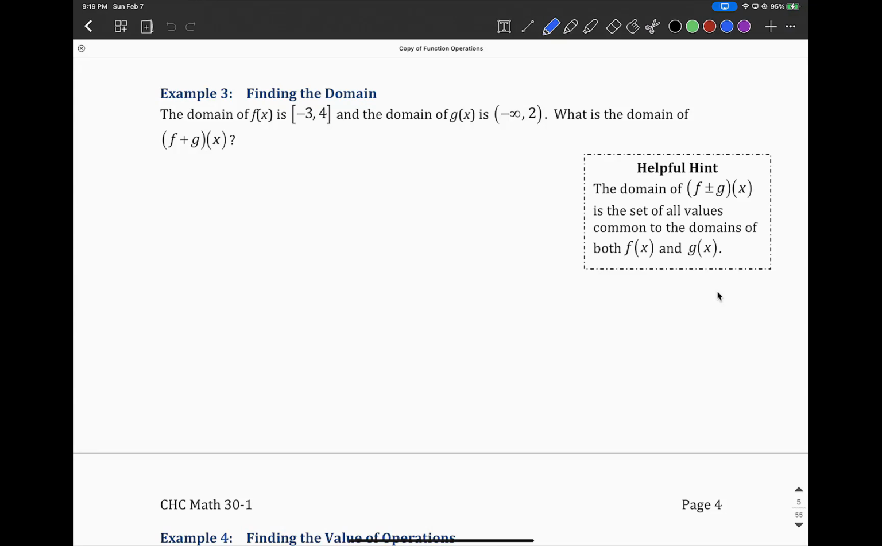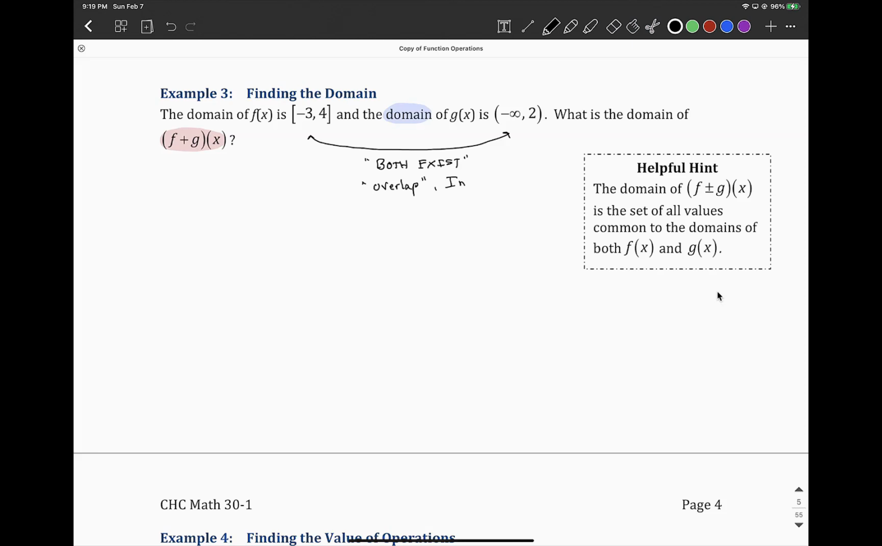Function operations example 3 wants us to look for a new domain. Now in this situation, they're asking us to add these functions together, which is kind of asking us to combine domains. It wouldn't matter whether we were adding, subtracting, multiplying, even dividing. We have to find out when these both exist. Where is the overlap?